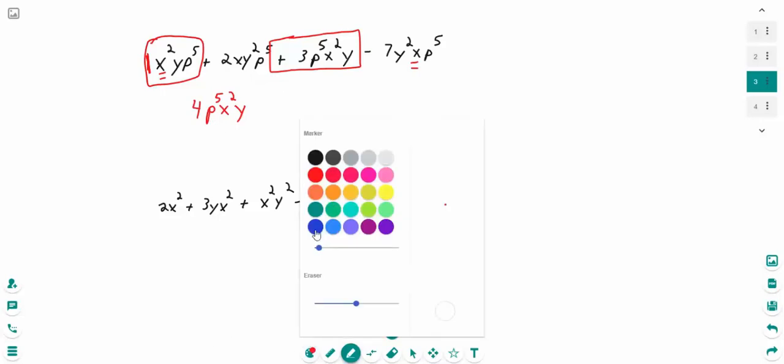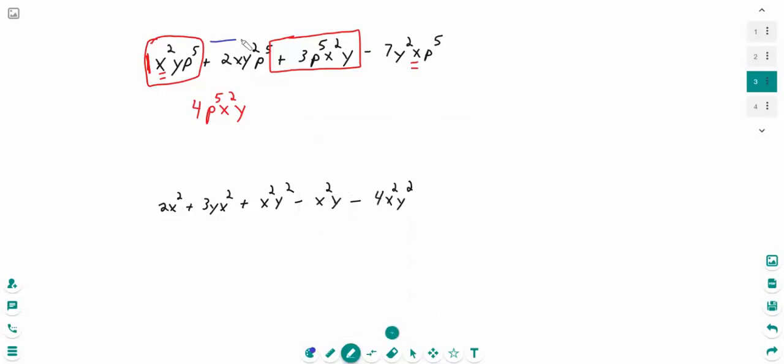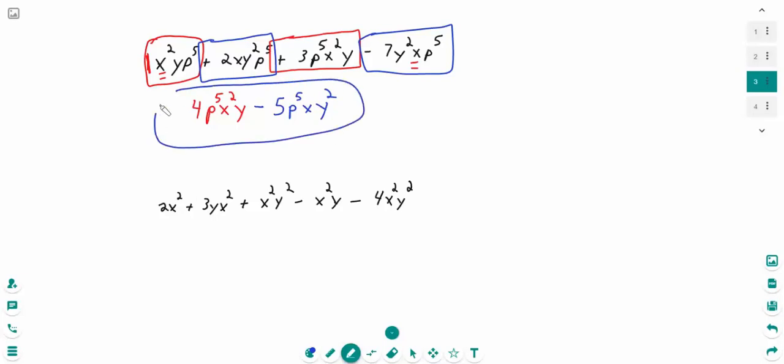Now, let's look for other like terms. We've got a 2xy squared p to the 5th. All right. Over here we have a y squared. Well, that matches. P to the 5th matches. X matches. So these are, in fact, like terms. So we can add them. Let's combine them. You have a positive 2 for a coefficient. You have a negative 7 for a coefficient. So they're going to combine to be a negative 5. And again, we'll just put it as p to the 5th xy squared. Okay? That is our simplification right there.